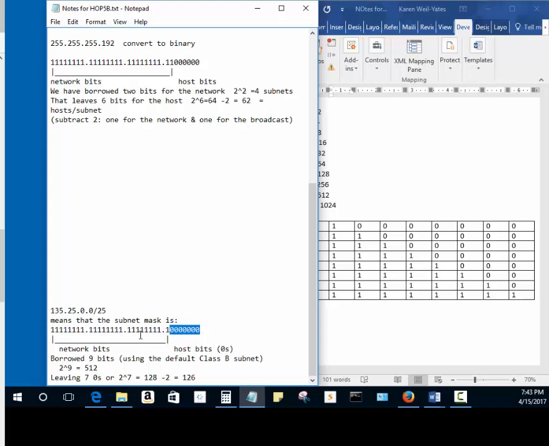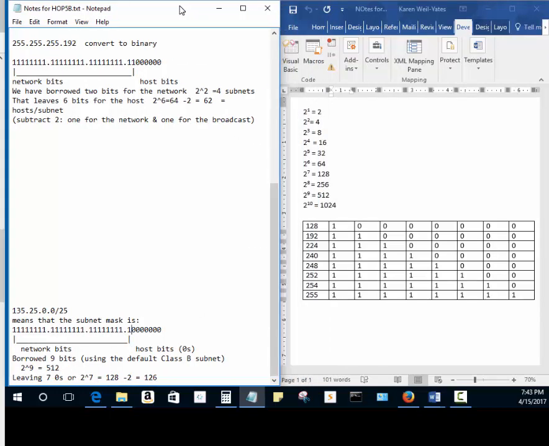So 2 to the 9th, because it is class B, we have borrowed this entire octet and into the 4th octet. So 2 to the 9th is 512. That leaves us with our 7 zeros. 2 to the 7th is 128 minus 2. I hope this helps.